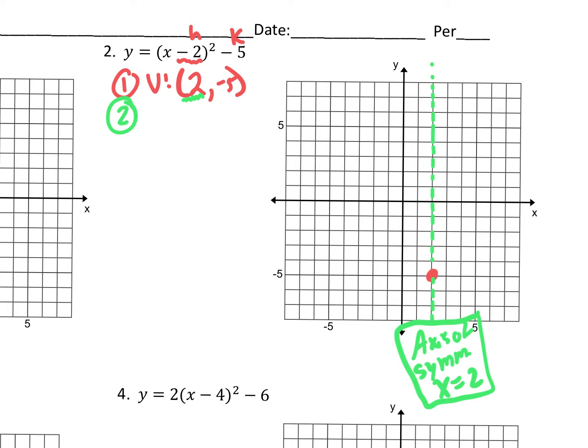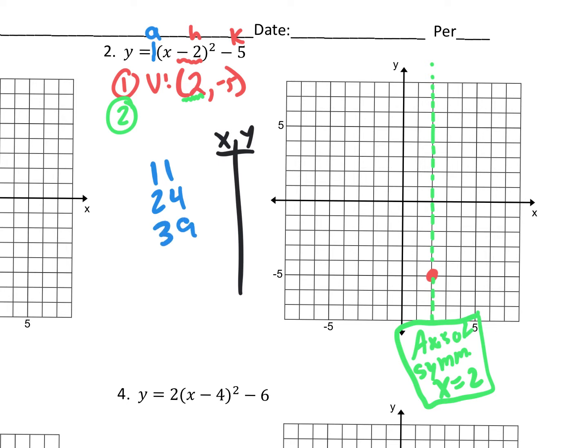So we need more points. One option is to go to an input-output table and plug in whatever number you want, do the math, square it, do the math. But see, that's a lot of opportunities for mistakes. The easier thing to do is to recognize that your a value out here in the front is a 1. And if your a value is 1, you could use a pattern: 1, 1, 2, 4, 3, 9.